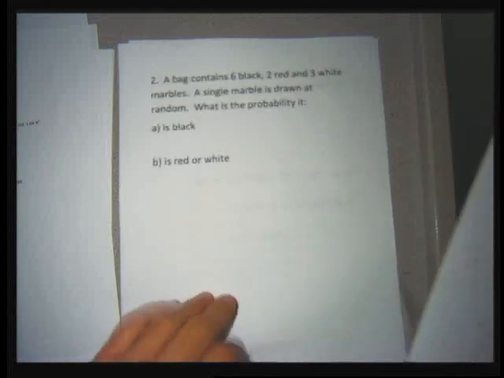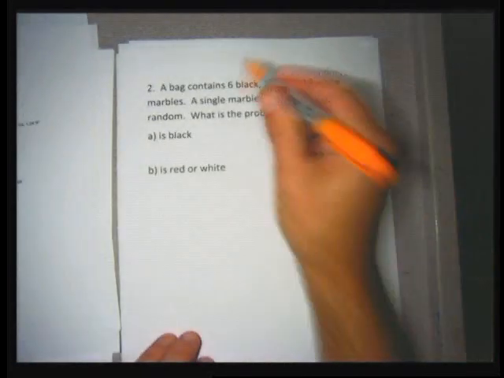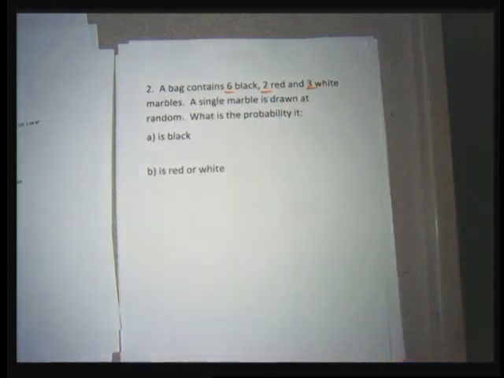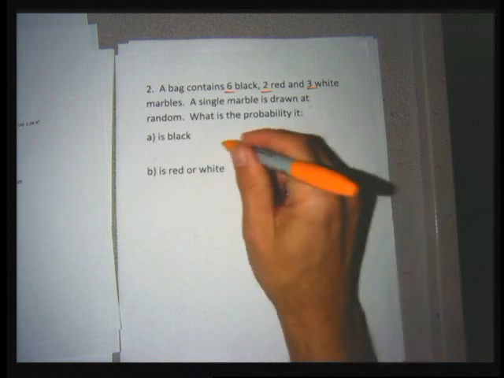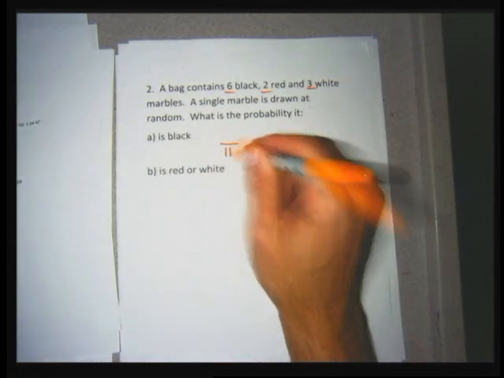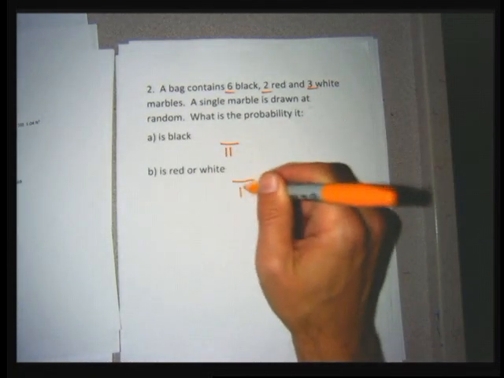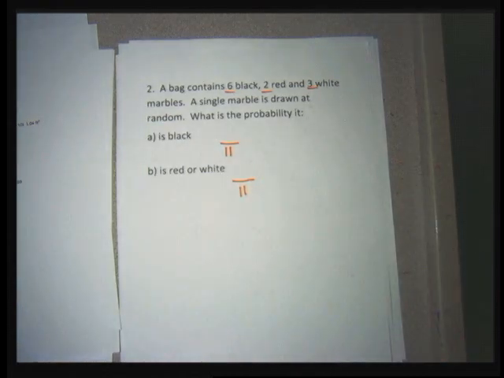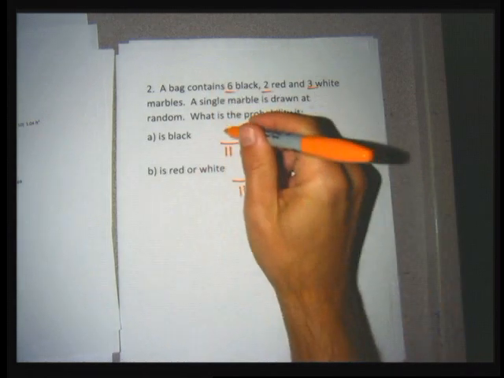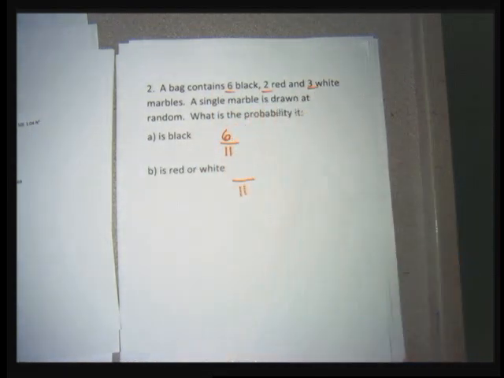The next problem, I'm picking a single marble from a bag of marbles, and there's 11 marbles total: 6 black, 2 red, and 3 white. Each of my probabilities is going to have 11 for a denominator, because when I'm picking one marble out of a bag with 11 marbles, there's 11 different marbles that could come up. The numerator is going to have the number of marbles that have the desired look. For part A, the numerator is going to be 6, because there's 6 black marbles in that bag.